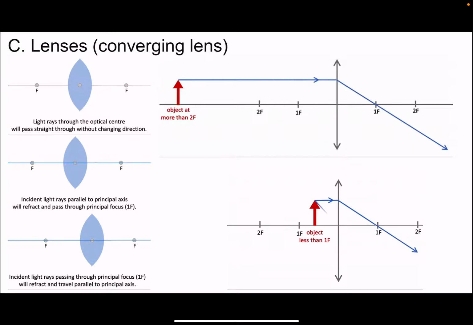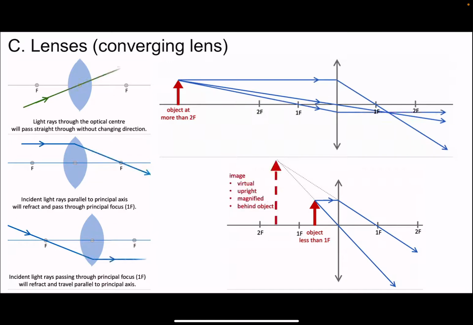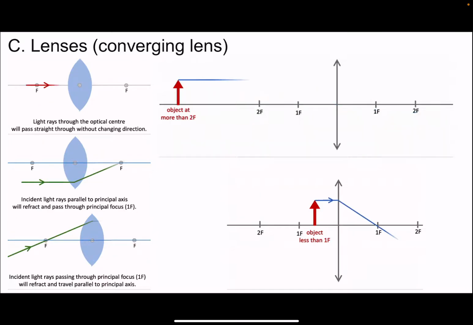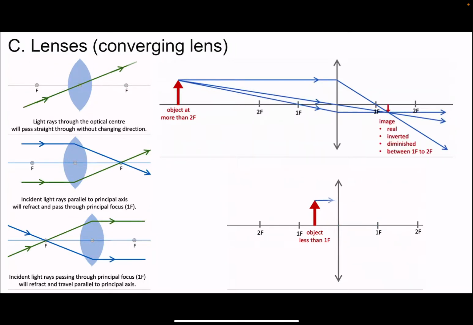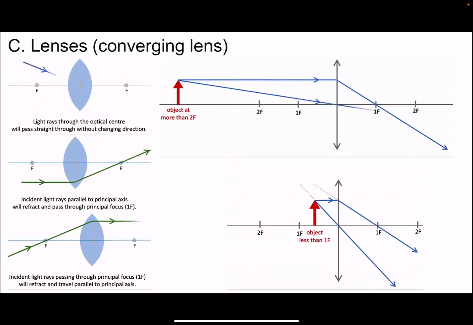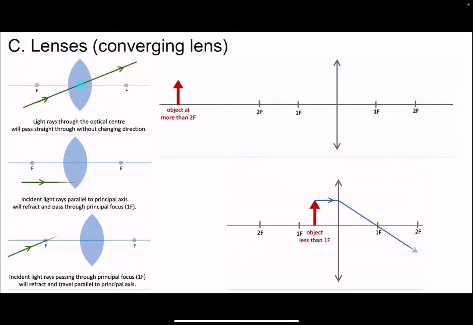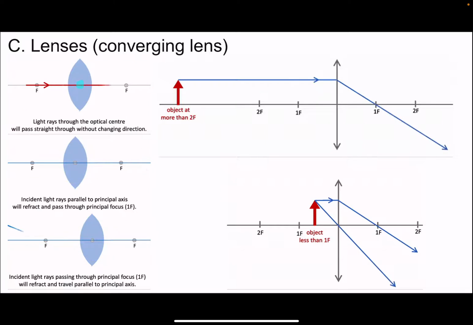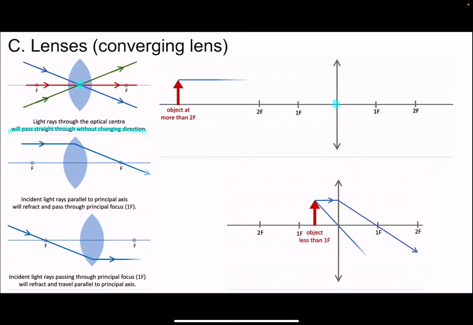Now let's look at lenses. We are focusing on converging lens. So a lens is an optical medium with a curved surface, and there are 3 light rays that you need to be familiar with to know how the light rays travel through the lens. So the first one is if the light ray passes through the optical center of the lens, then the light ray will pass straight through without changing direction.